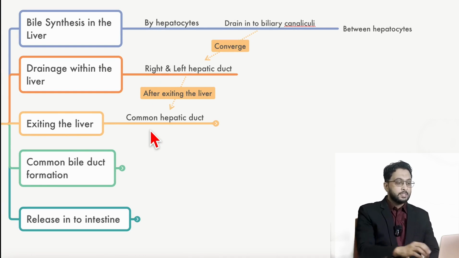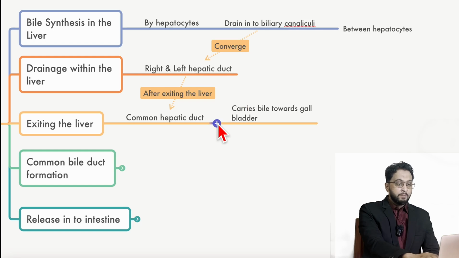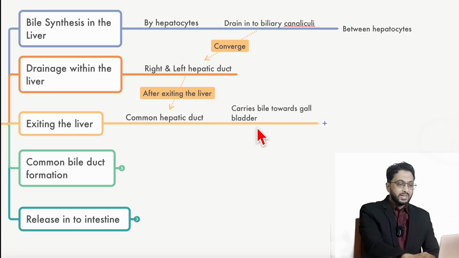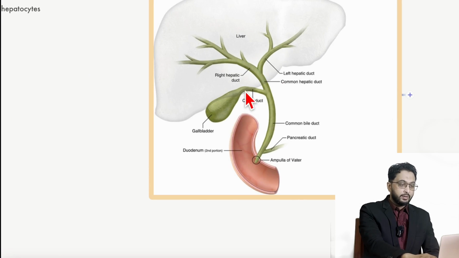By this, it exits the liver and now it goes close to the gallbladder. Now you see, the cystic duct is coming from the gallbladder, the common hepatic duct. You get another common duct, which is called the common bile duct, because the bile is now basically what happens if there is no digestion taking place.